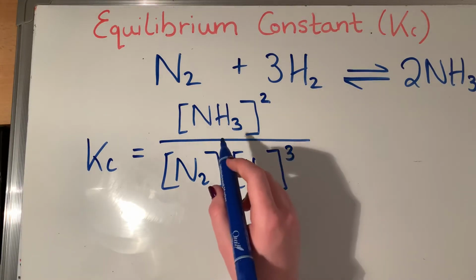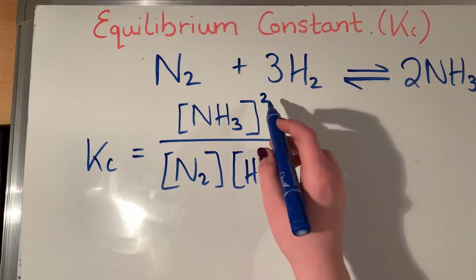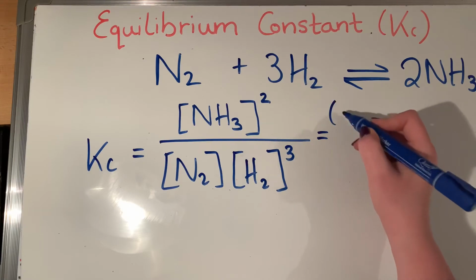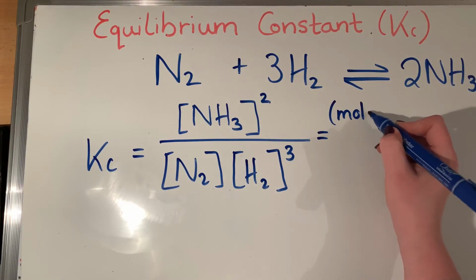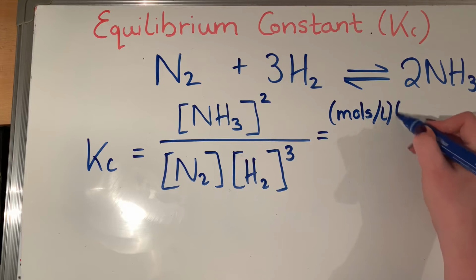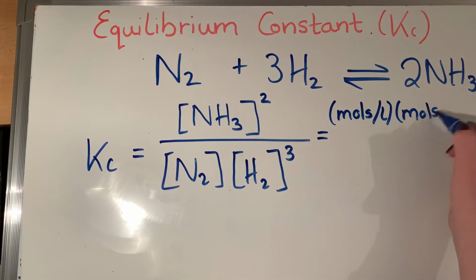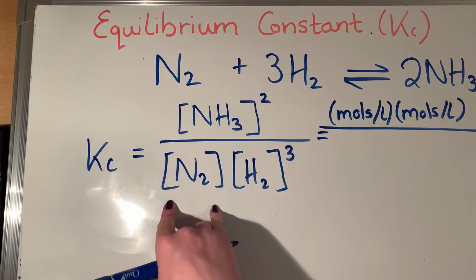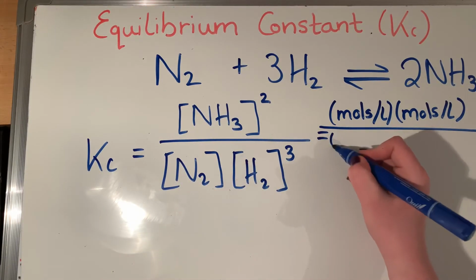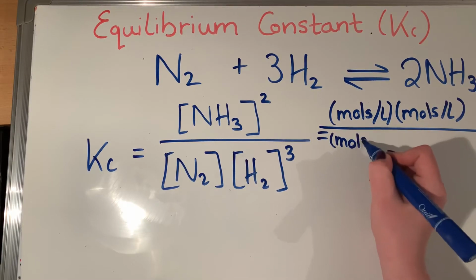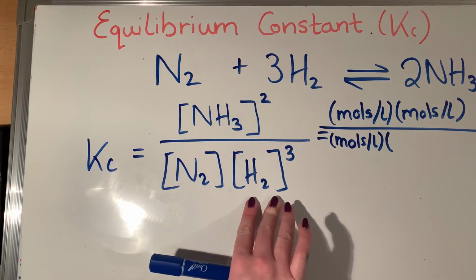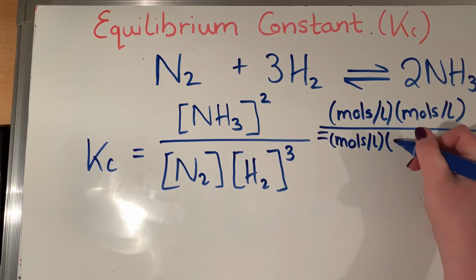So on the top, again, we have square brackets squared. So that's moles per litre squared. So we can write that out up here. That's the same as having moles per litre times moles per litre. And on the bottom then, this square bracket here represents 1 moles per litre. So I'll try and write it in small, moles per litre. And then we have a set of brackets here to the power of 3. So that's going to be moles per litre to the power of 3.